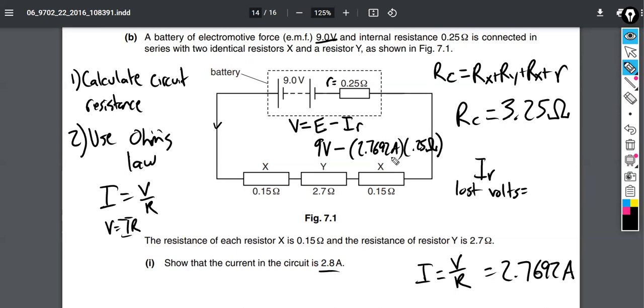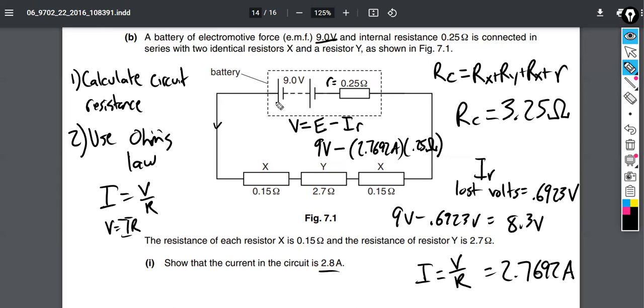So the product of this current and this internal resistance is equal to the lost volts, 0.6923 volts. So I have a 9-volt battery, but because I'm driving 2.8 amps through that EMF source, through that battery, I'm going to lose about 0.7 of a volt. And so the terminal PD, the potential difference across the battery, is going to be 9 volts minus 0.6923 volts. So 8.3 volts would be the terminal PD.